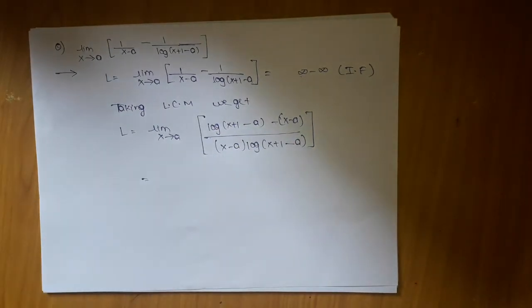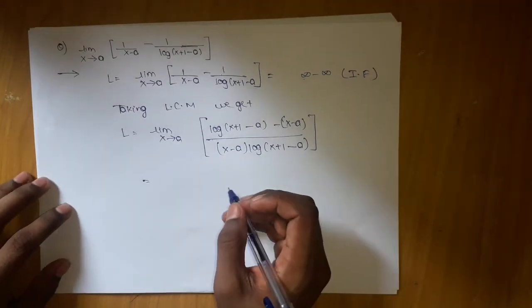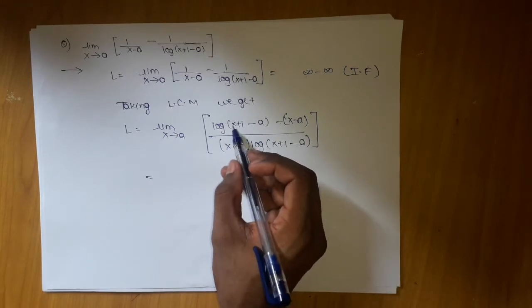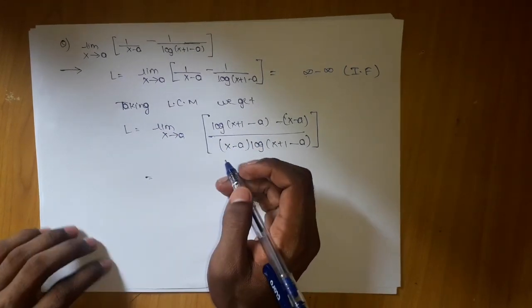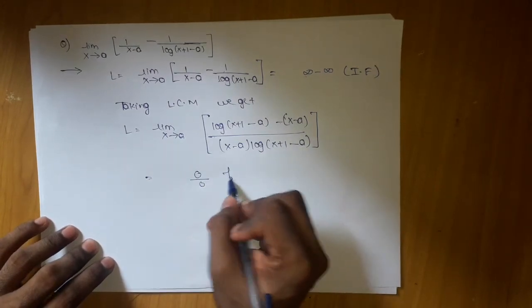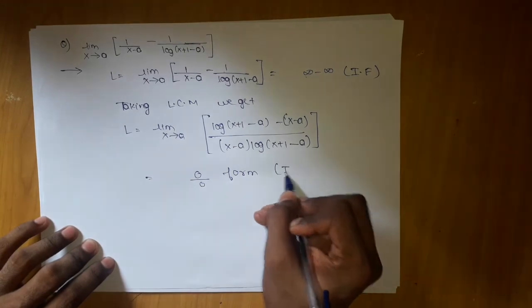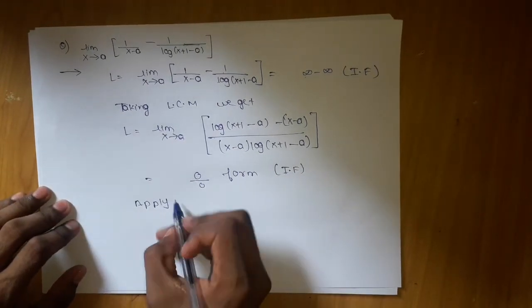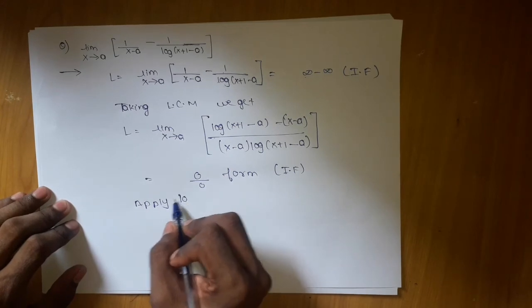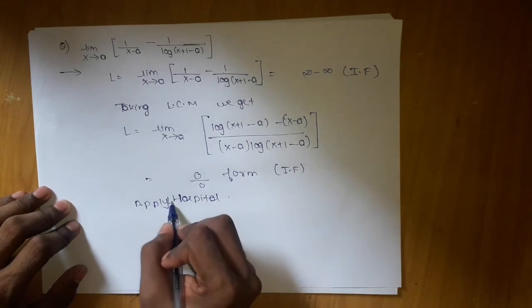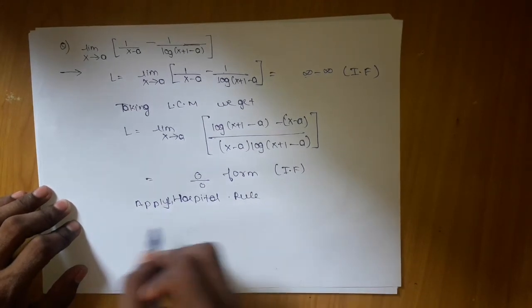If we substitute and check the limit form, which form is it? Here it will be a minus a, 0. This will be log 1, and log 1 is nothing but 0. So this will also be 0. So we are getting 0 by 0 form, which is an indeterminate form. Apply L'Hopital's rule again.